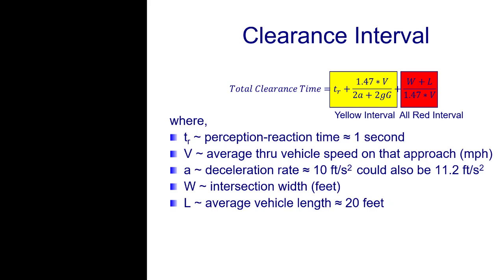Clearance interval. Total clearance time equals your yellow plus your all red times. T is your perception reaction time. V is your average vehicle speed on the approach in miles per hour. A is your deceleration rate, which could be anywhere between 10 and 11.2. W is the width of the intersection. L is the average vehicle length, 20 feet. I would suspect that they will provide most of this information for you.